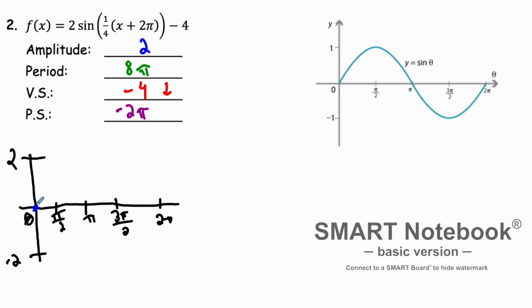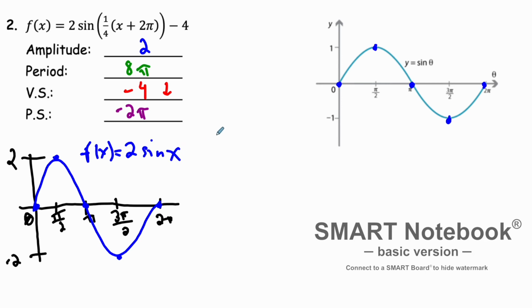So 0 times 2 is 0. 1 times 2 is 2. 0 times 2 is 0. Negative 1 times 2 is negative 2. And 0 times 2 is 0. Again, I'm taking these values here: 0 times 2, 1 times 2, 0 times 2, negative 1 times 2, and 0 times 2. So I'm working with the previous graph, just like we've always been doing. So here is our new graph. And again, we got it stretched out in the y direction. All right. So f of x is equal to 2 sine x.